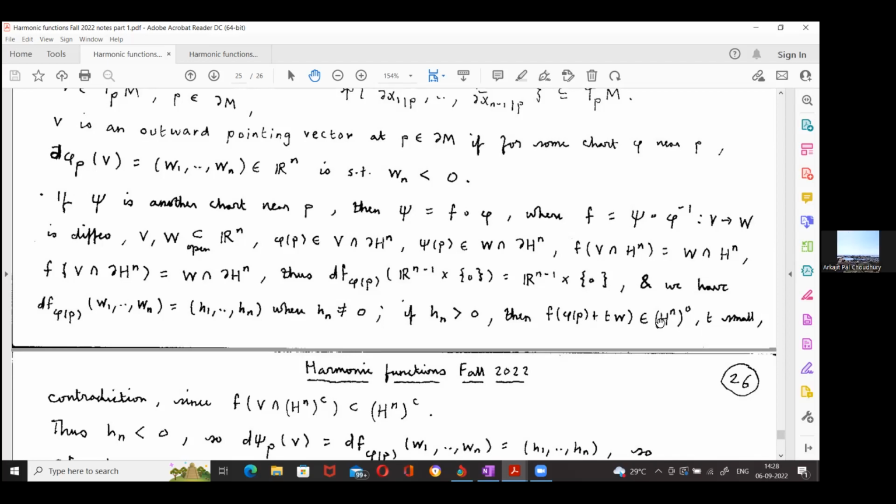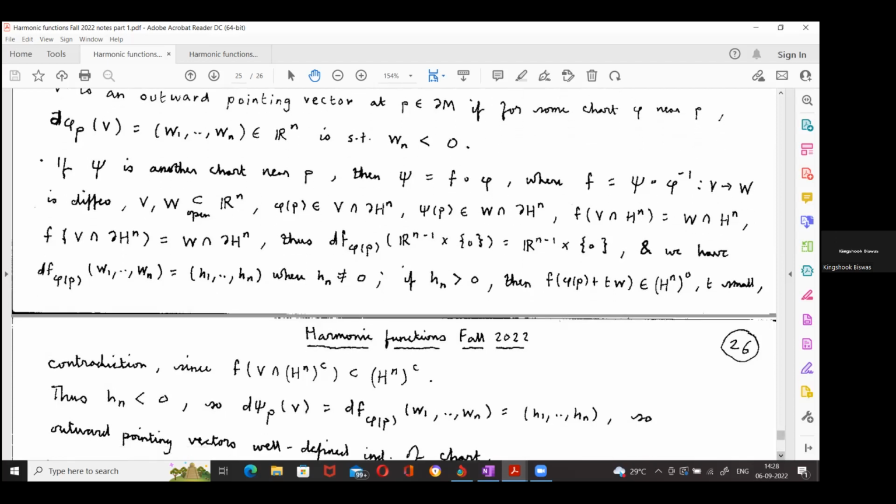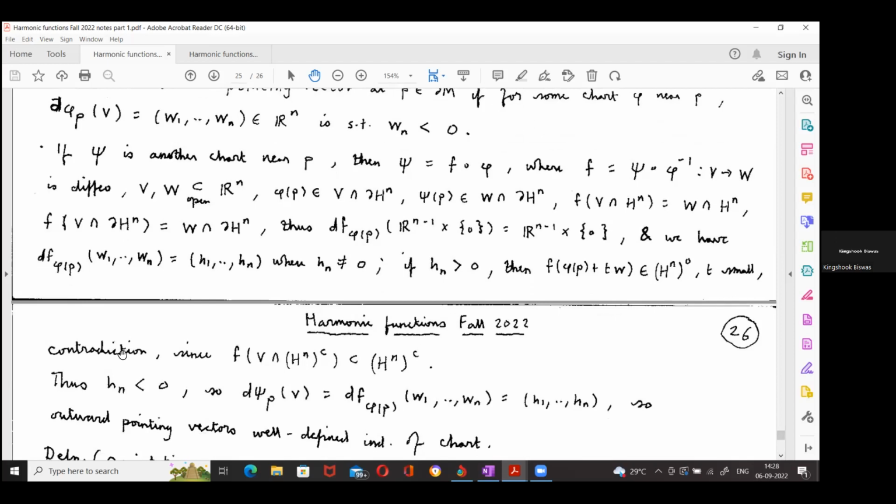But that's a contradiction because w is a downward pointing vector. So this is a straight line pointing into the lower half plane. And f is a diffeomorphism. It maps the upper half space to the upper half space, so it has to map the lower half space to the lower half space. So if this line goes into the lower half space, its image has to go into the lower half space. So therefore, hn cannot be positive, otherwise we'll get a contradiction. Is it clear?